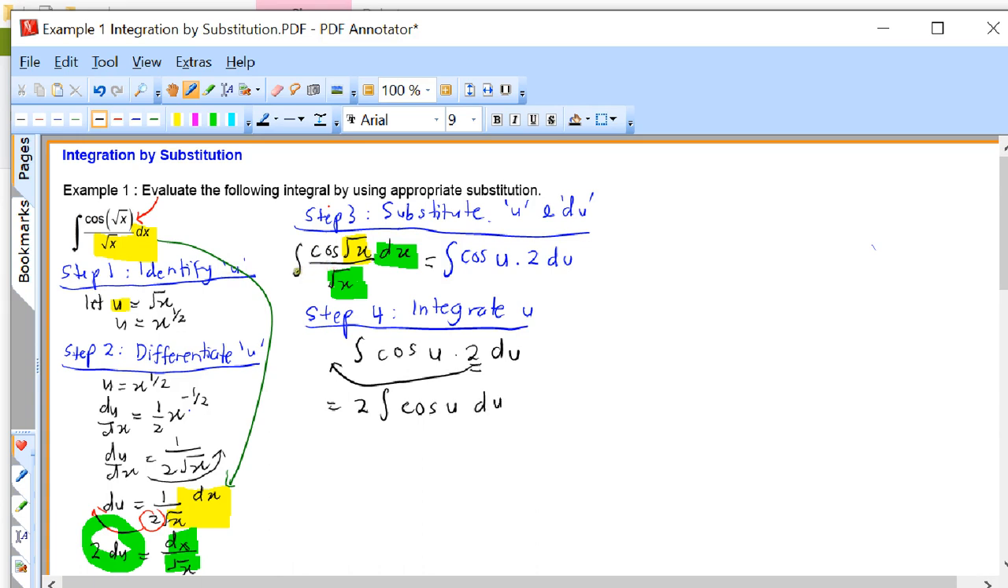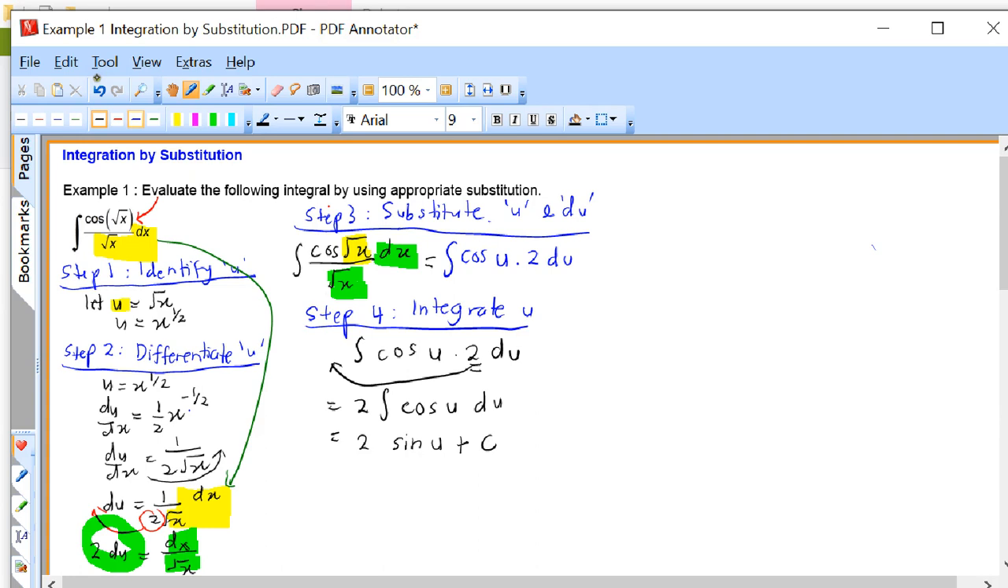Now you can see that once you have changed the x dx into 2 u du, the function is in terms of a simple one, and you can integrate the function. Integrating cos u, you will get sin u. So we have 2 sin u, and since it is an indefinite integral, you must add a constant c.